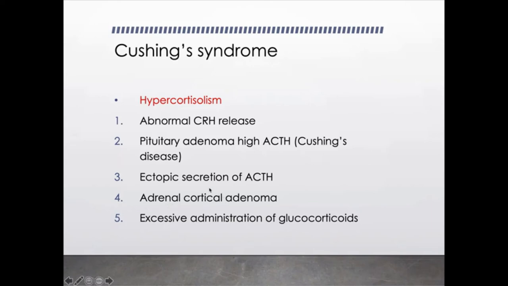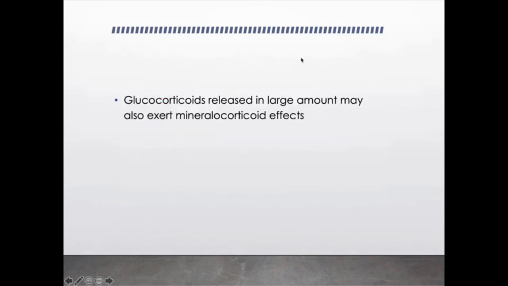Then there can be an abnormality with the adrenal cortex, for example adrenal cortical adenoma, which is a tumor of the adrenal cortex, so obviously it will produce more cortisol. And the final point, if you are giving excessive administration of glucocorticoids to the patient, as we have discussed already, the glucocorticoids have an anti-inflammatory effect, so we give them to patients in a number of conditions where our main aim is to reduce inflammation. So excessive administration of glucocorticoids can also lead to Cushing syndrome.